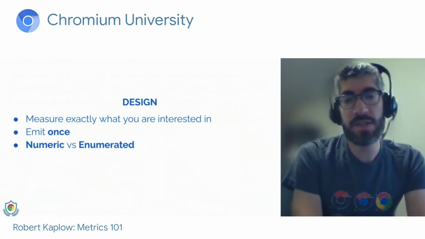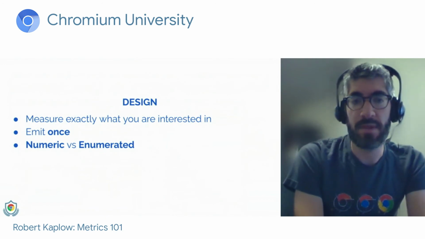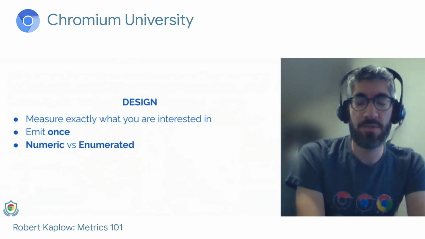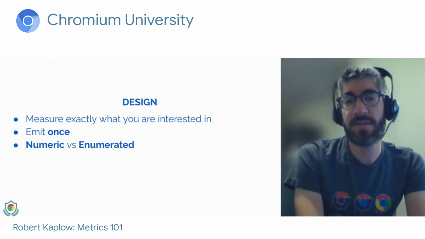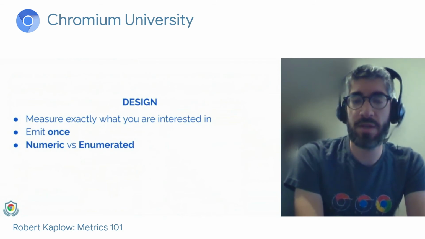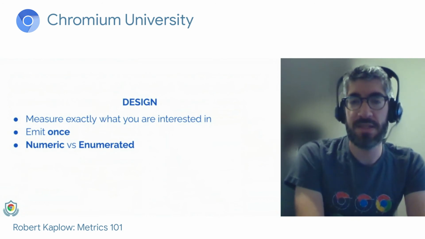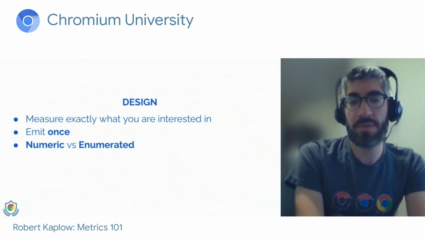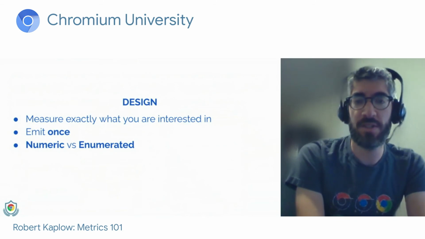So first, just some general design principles of UMA histograms. First, we recommend you measure exactly what you're interested in, as opposed to trying to compose it later of different metrics. So for example, say you're already measuring A and B, and you want to measure C, which is just A plus B in some generic way. We actually recommend you don't attempt to do that, and you just measure C directly.